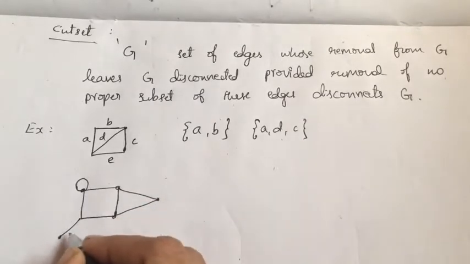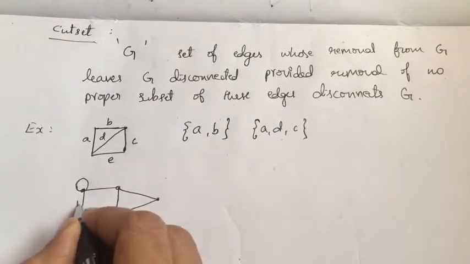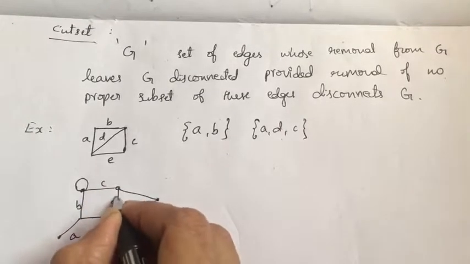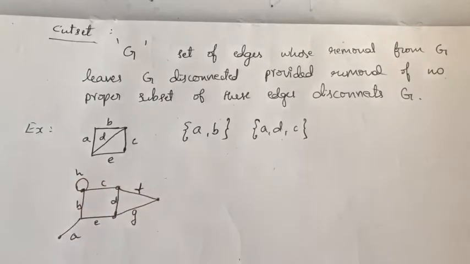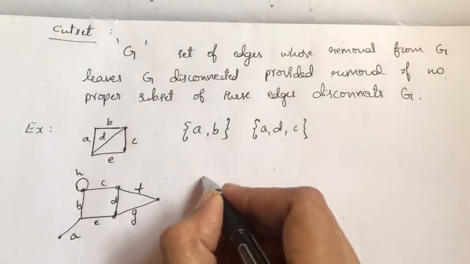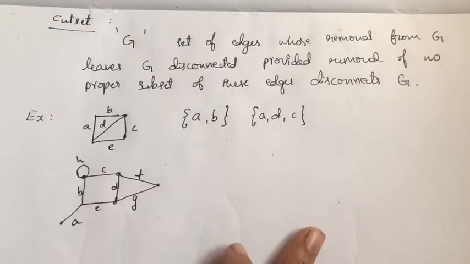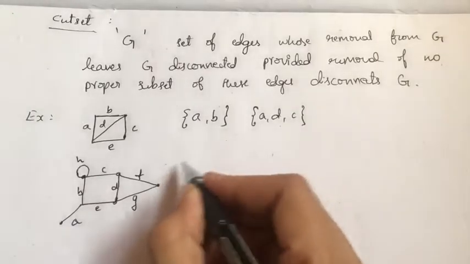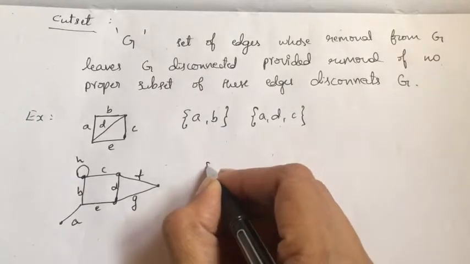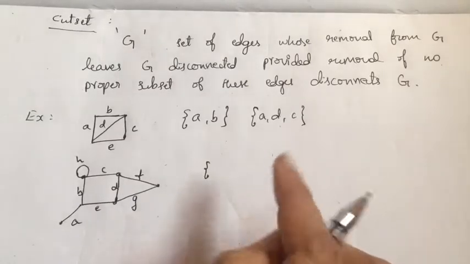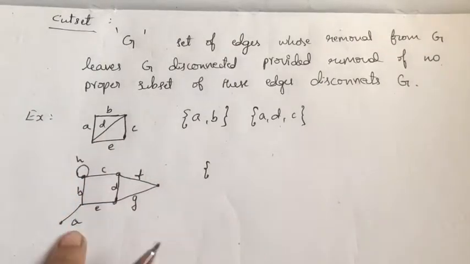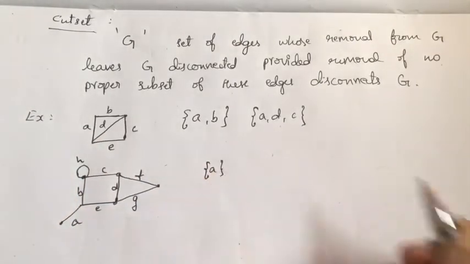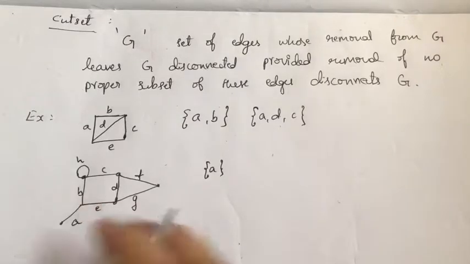I'll name the edges A, B, C, D, E, F, G and H for the self flow. Now, you may be asked to find all the cut sets of a graph. First, the singleton set: is there any one edge on removal of which the graph will be disconnected? That is edge A. If I remove that, then the graph will be disconnected.